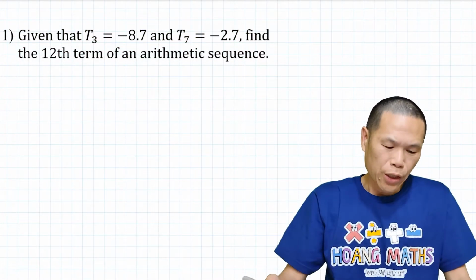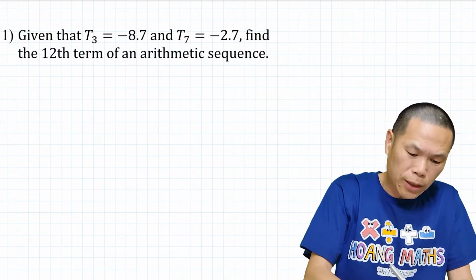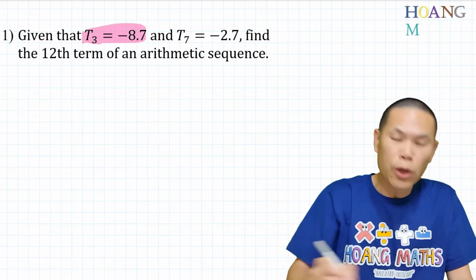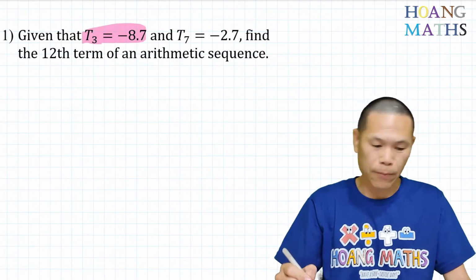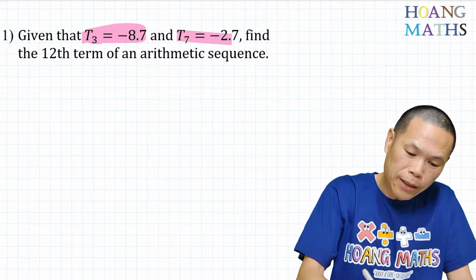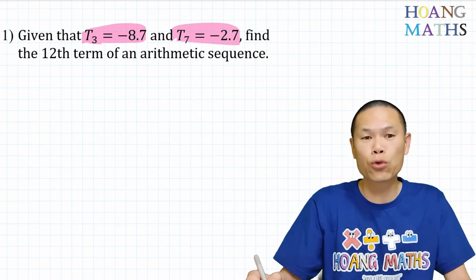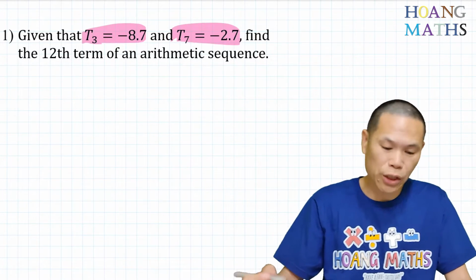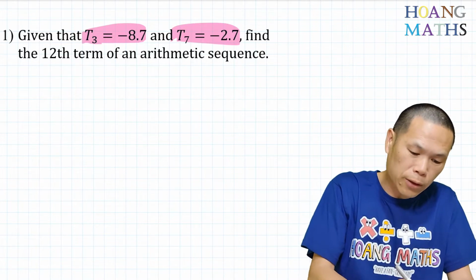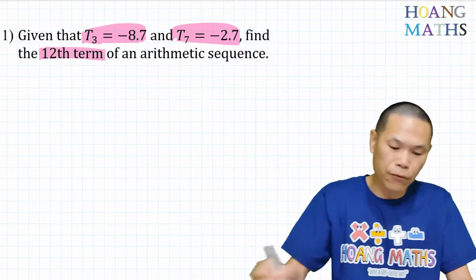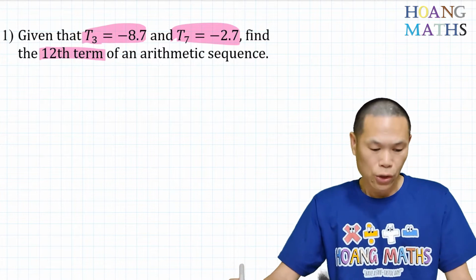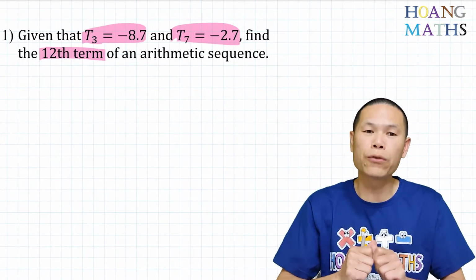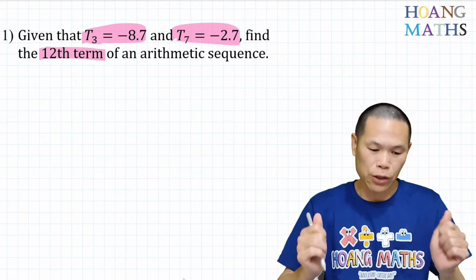First one. So we know that term 3 is equal to negative 8.7 and term 7 is equal to negative 2.7. So the question is, we need to work out the 12th term of this arithmetic sequence. To work it out, first of all, we need to find the rule for this sequence first.